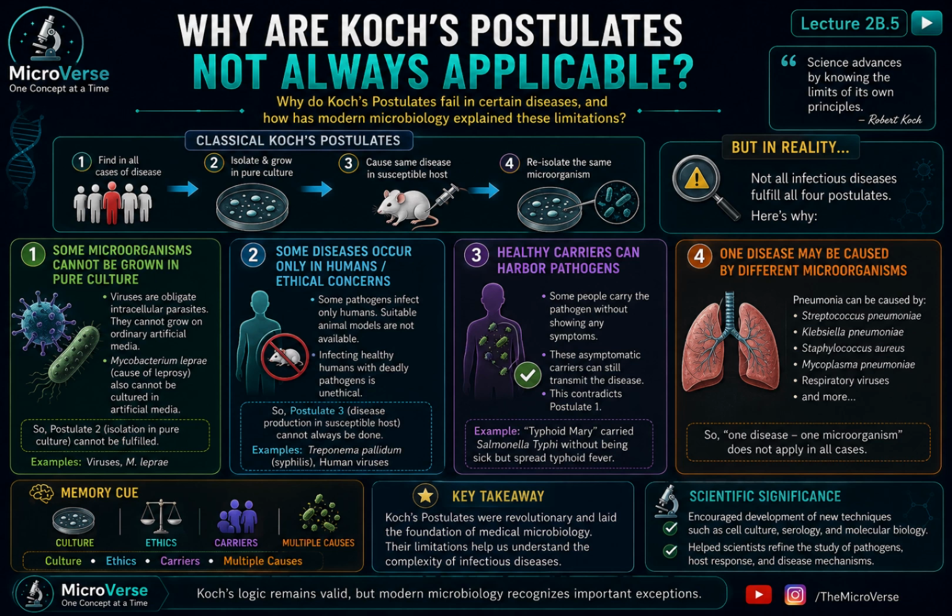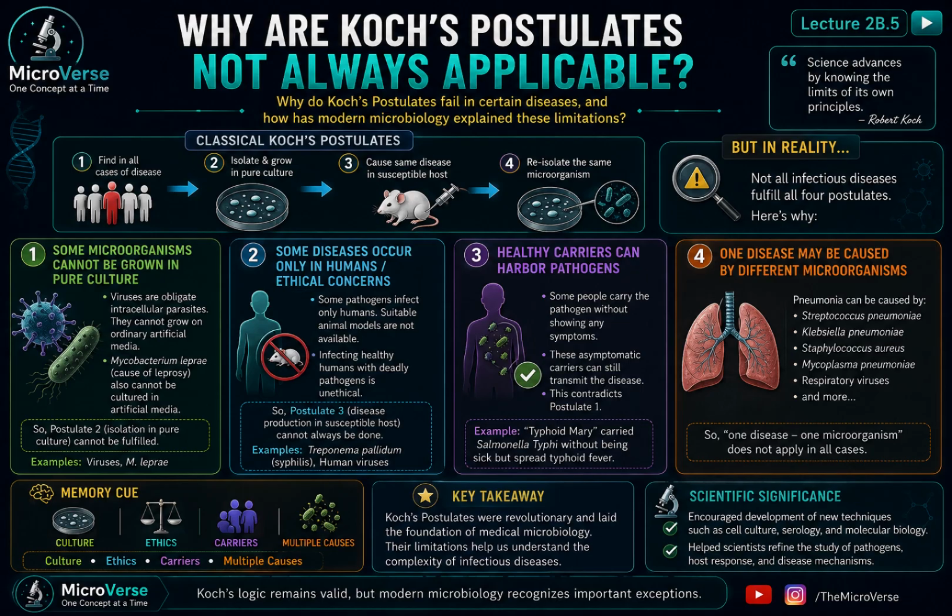Limitation 1. Some microorganisms cannot be grown in pure culture. The second postulate requires that the microorganism be isolated and grown in pure culture. This works well for many bacteria but not every pathogen. For example, viruses are obligate intracellular parasites, so they cannot multiply on ordinary artificial culture media because they require a living host cell. Similarly, Mycobacterium leprae, the bacterium responsible for leprosy, cannot be routinely grown in artificial laboratory media. Since this organism cannot fulfill the second postulate, it does not mean it is non-pathogenic. It simply reflects the limitations of the available culture methods.